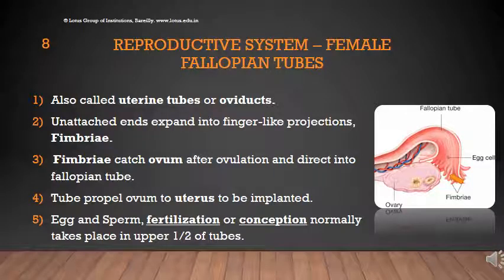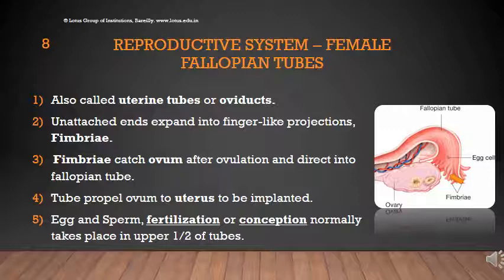Moving to the next, reproductive system, that is the female fallopian tube. After the ovary, we have to study the female fallopian tube. Fallopian tubes are also known as uterine tubes or oviducts, and they are unattached and expand into finger-like projections called fimbriae. As you can see in the diagram, the finger-like projections are known as fimbriae.